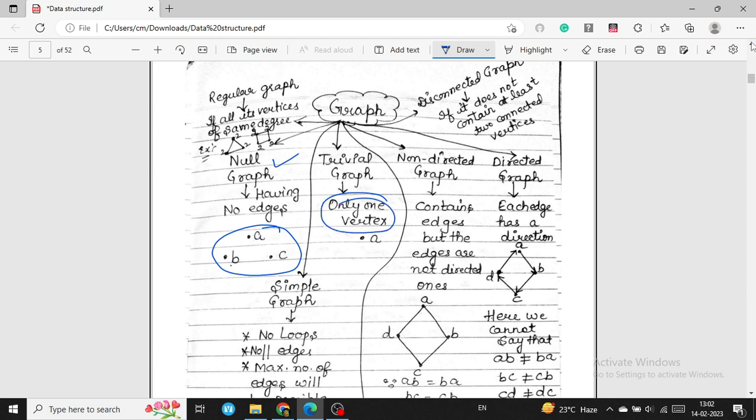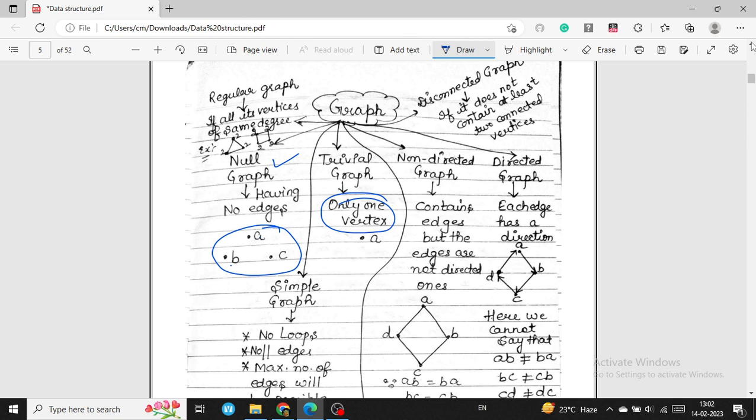A non-directed graph contains edges, but the edges are not directed ones. That means there is no direction from A to B; it can go A to B, or it can go A to D. There is no direction. When there is no direction given, that is a non-directed graph.